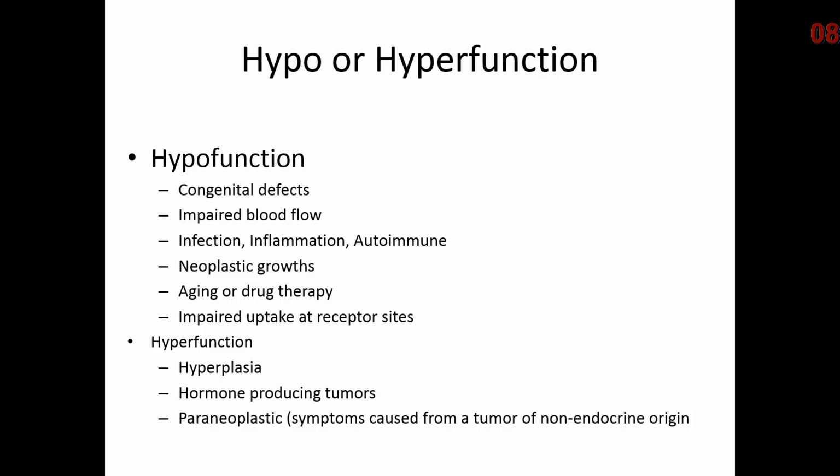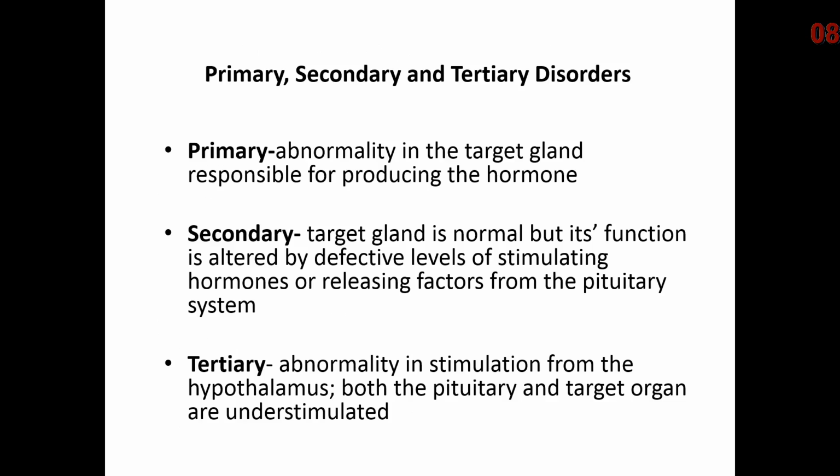When we look at hyperfunction of the endocrine glands, that's associated with excess hormone production, either hyperplasia of the gland or hypersecretion from a hormone-producing tumor. Hyperfunction symptoms can be what we call paraneoplastic, meaning they're caused by hormones that are secreted by tumors that are not of endocrine origin, or not endocrine tissue. So primary, secondary, and tertiary.